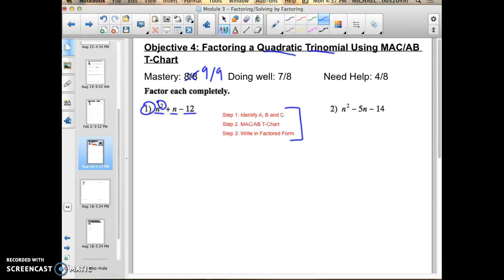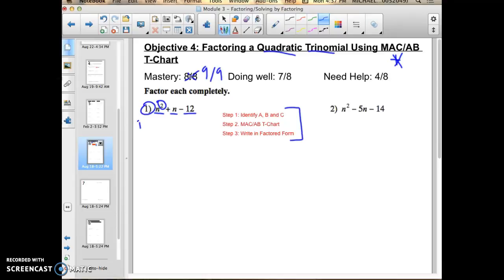Now, I'm going to model number 1 exactly how I want you to do it. If I was going to analyze the problem that it gives me, I would notice that yes, the highest power is 2 and there are 1, 2, 3 terms. So that means that I can use this MACAB T-chart that I'm about to show you. I've laid out the steps in red right here, and I'm going to take it step by step.